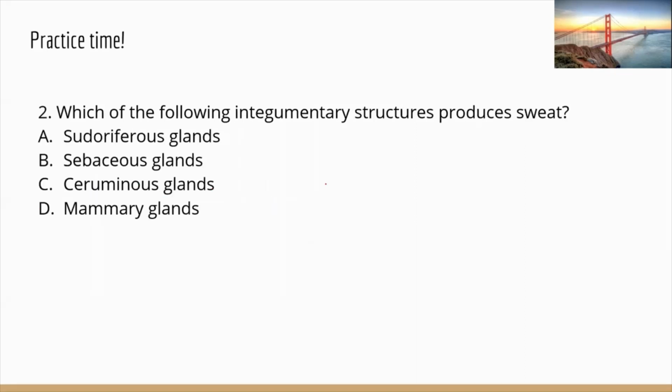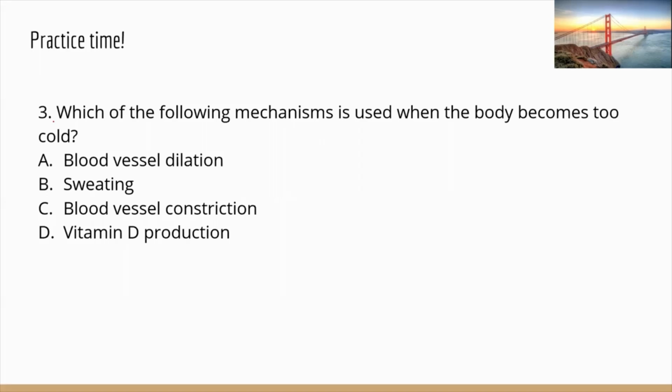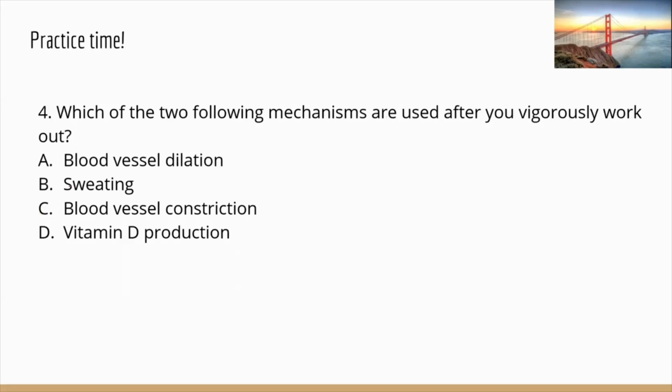All right, question 2. This is an easy question, right? As long as you know that a sweat gland is also known as a sudoriferous gland, then you can get the correct answer. Question 3. This is about thermoregulation, right? When your body gets too cold, you want to save all the heat. You don't want to lose any heat. So you want to constrict the blood vessels so there's not too much blood going to your skin, to your body surface, so you can retain the heat. So the correct answer is C.